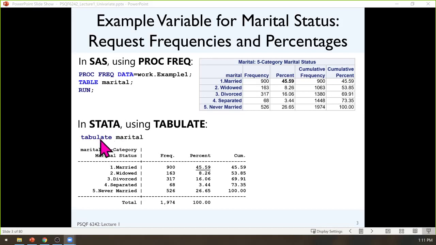So tabulate means make me a table for this column called marital, and this is the table that spits out. So it looks similar to what gets spit out by SAS, although it has cumulative percentages and not cumulative frequencies, but it does give you the total down here of the number of people that it read information for in your data set.